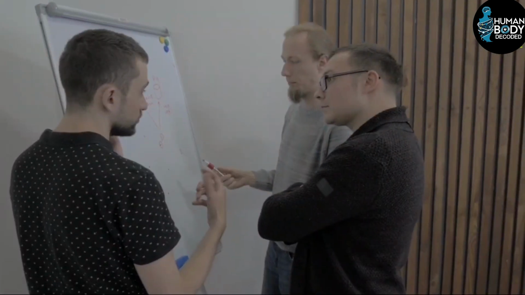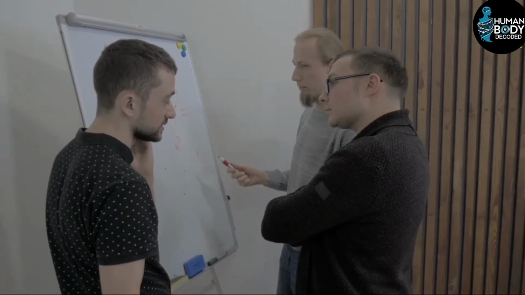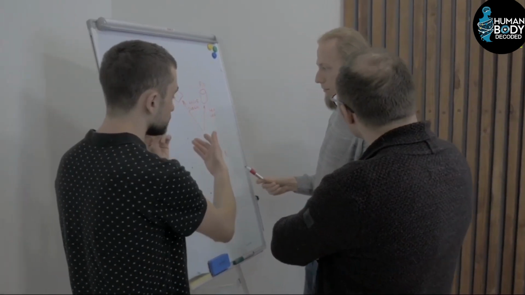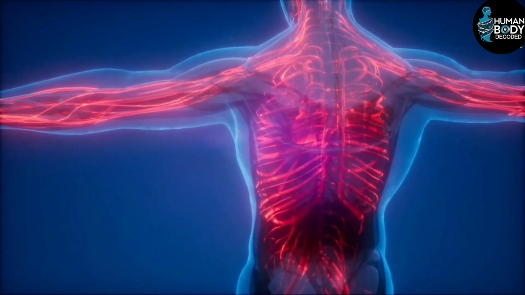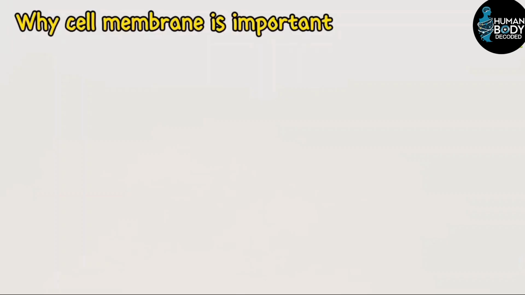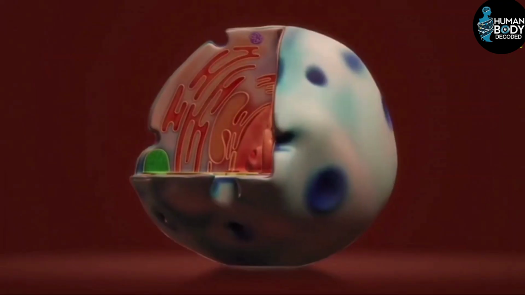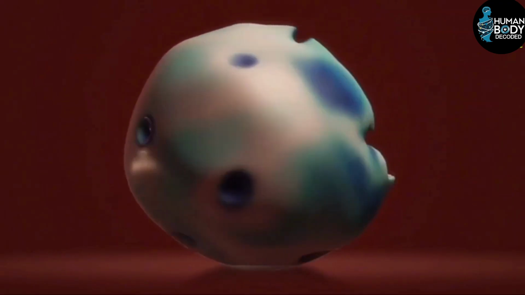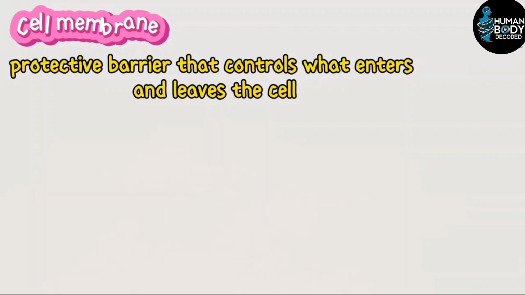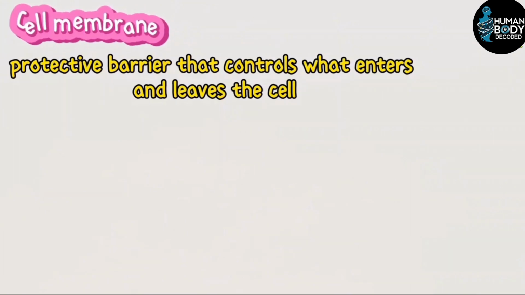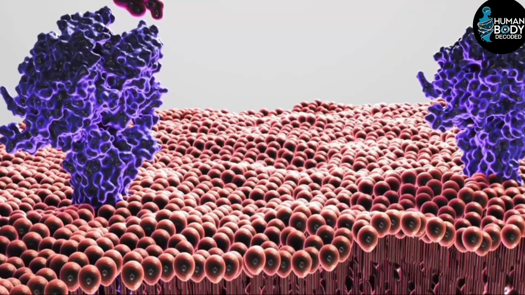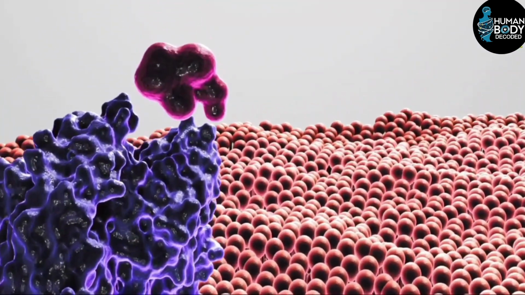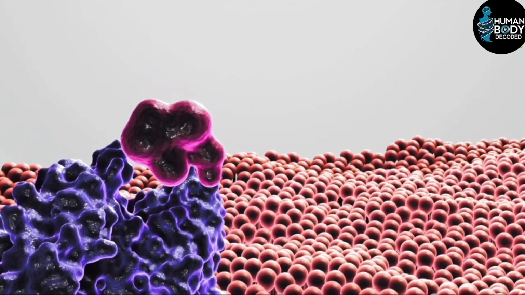By the end of this video, you'll have a solid understanding of how these processes work and why they're so essential for life. Before we dive deeper into these mechanisms, let's talk about why the cell membrane is so important. Every living cell in your body is surrounded by a cell membrane, a protective barrier that controls what enters and leaves the cell. This membrane is semi-permeable, meaning it only lets certain substances through.